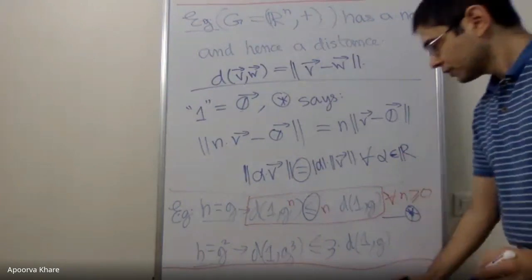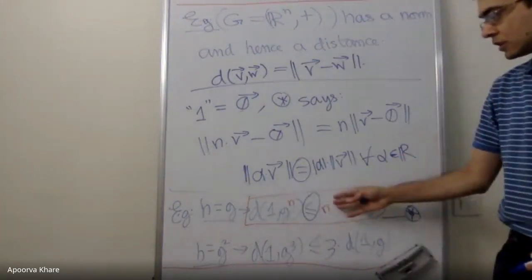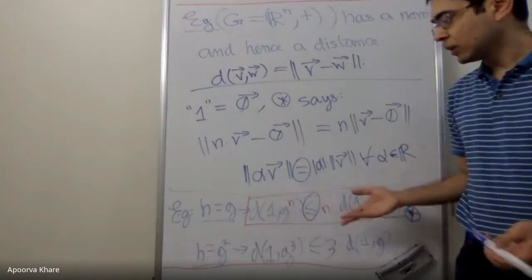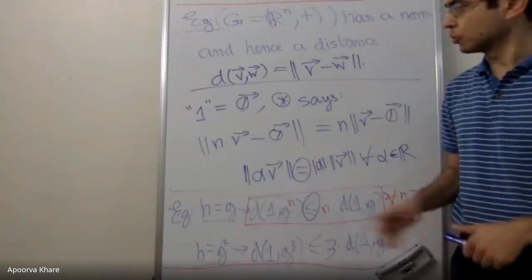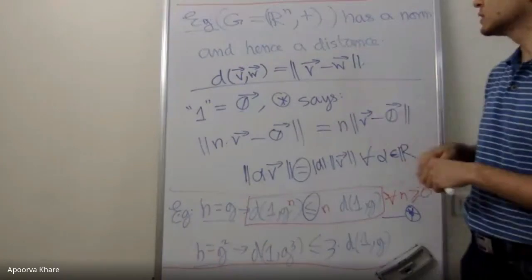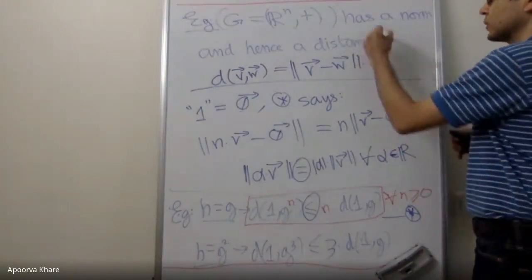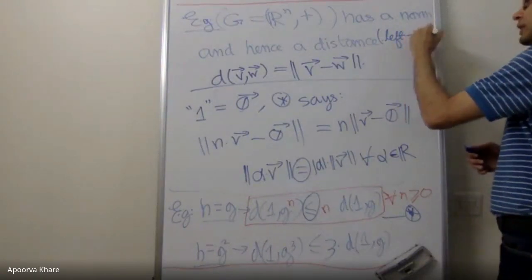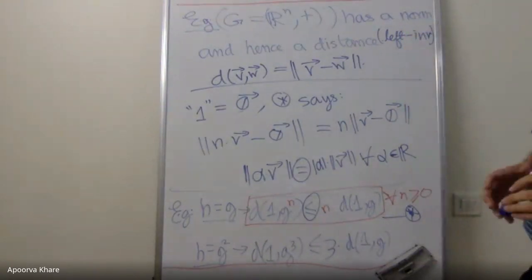And so we have something much stronger than just this weaker notion of the triangle inequality for a left invariant metric on the group. In this case, the metric or the distance is not just left invariant, it is right invariant as well. I'll just write left invariant here.